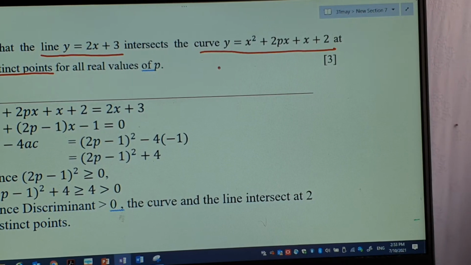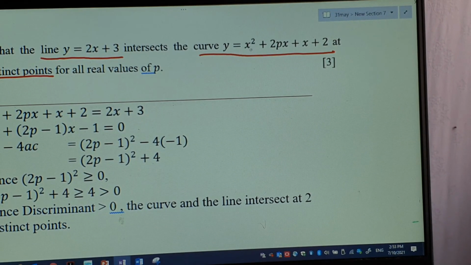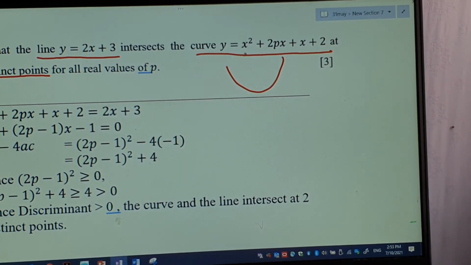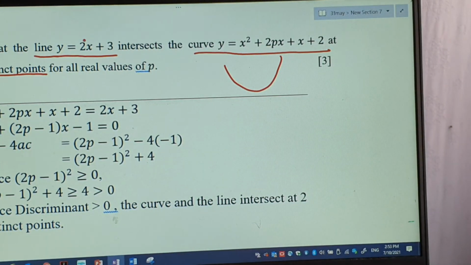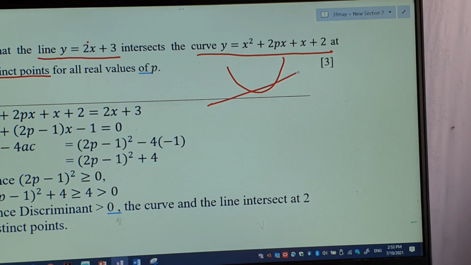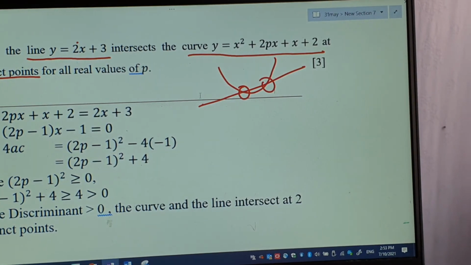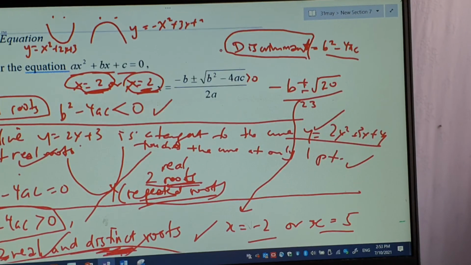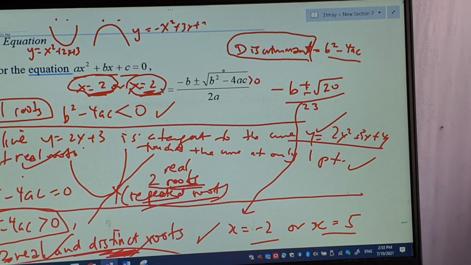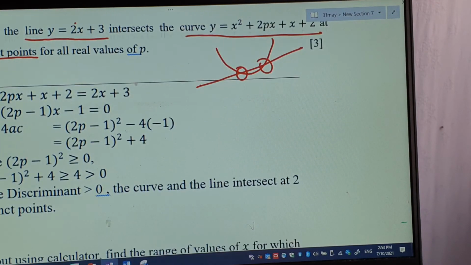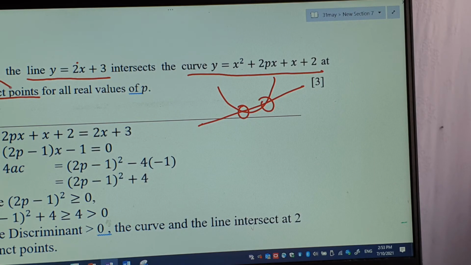to show that this, okay, this is a happy face. You just draw a picture to help yourself visualize. Then it's not a positive gradient. So it cuts at 2 points, 1, 2. So if it cuts at 2 points, this b squared minus 4ac must be greater than 0. Because greater than 0, then you have plus a certain number, then you get one answer. Then you have minus a certain number, then you get another answer. That's why it is 2 different answers.